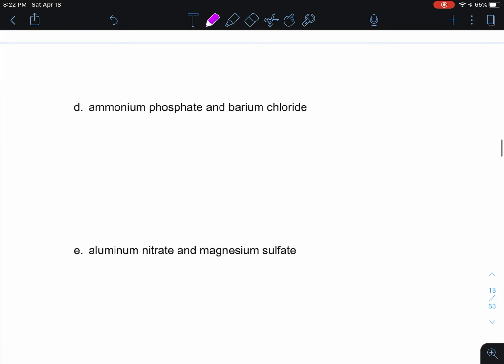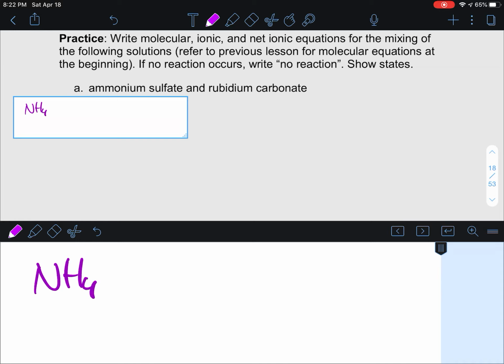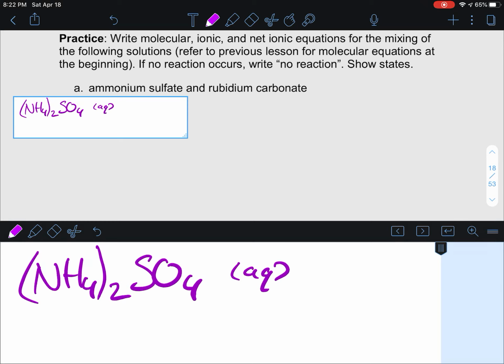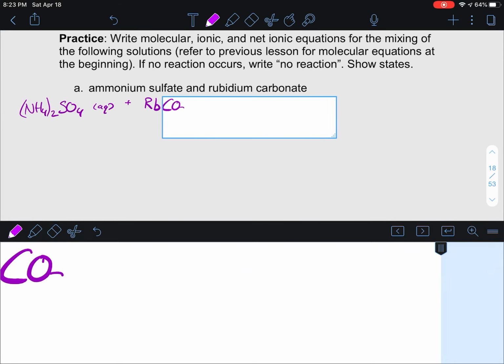So maybe I will do one example question just to round things out. Yeah, let's try this one. So this is ammonium sulfate, so that makes it NH4SO4. SO4 has a charge of 2-. So we need 2 of those ammoniums, and that's going to be an aqueous compound because ammonium is very soluble. And then rubidium, Rb, carbonate, CO3.